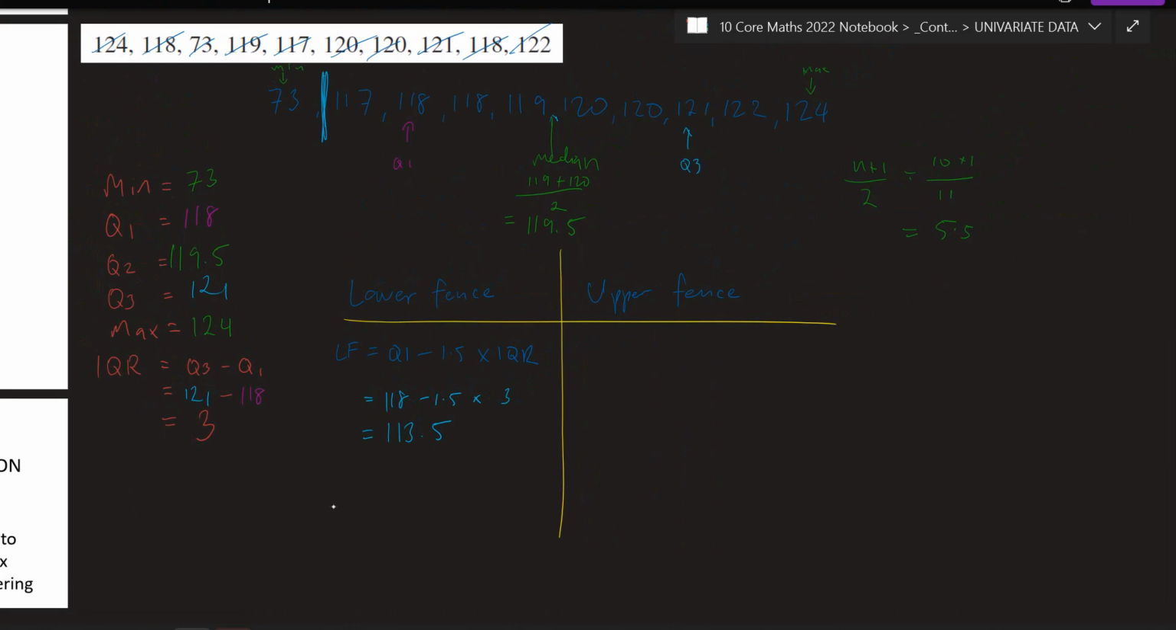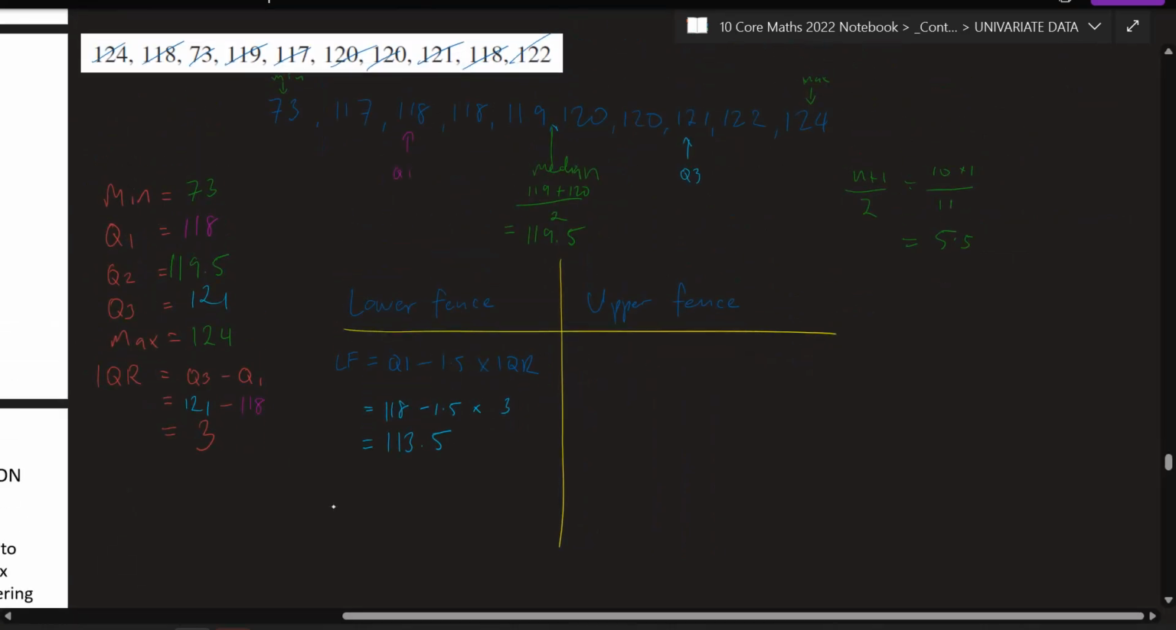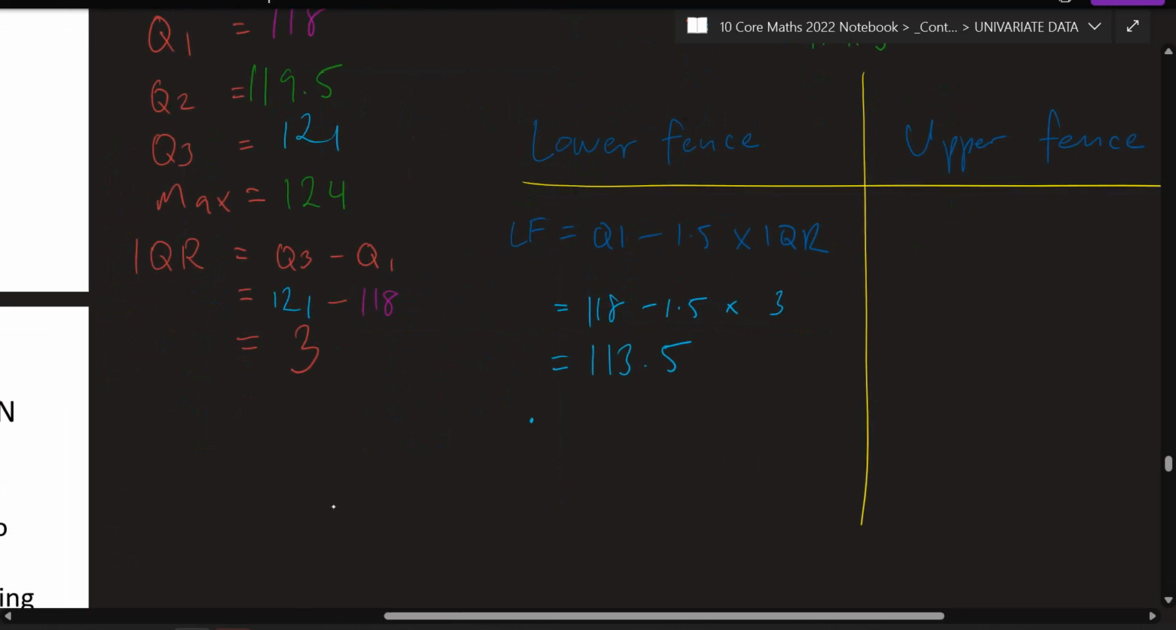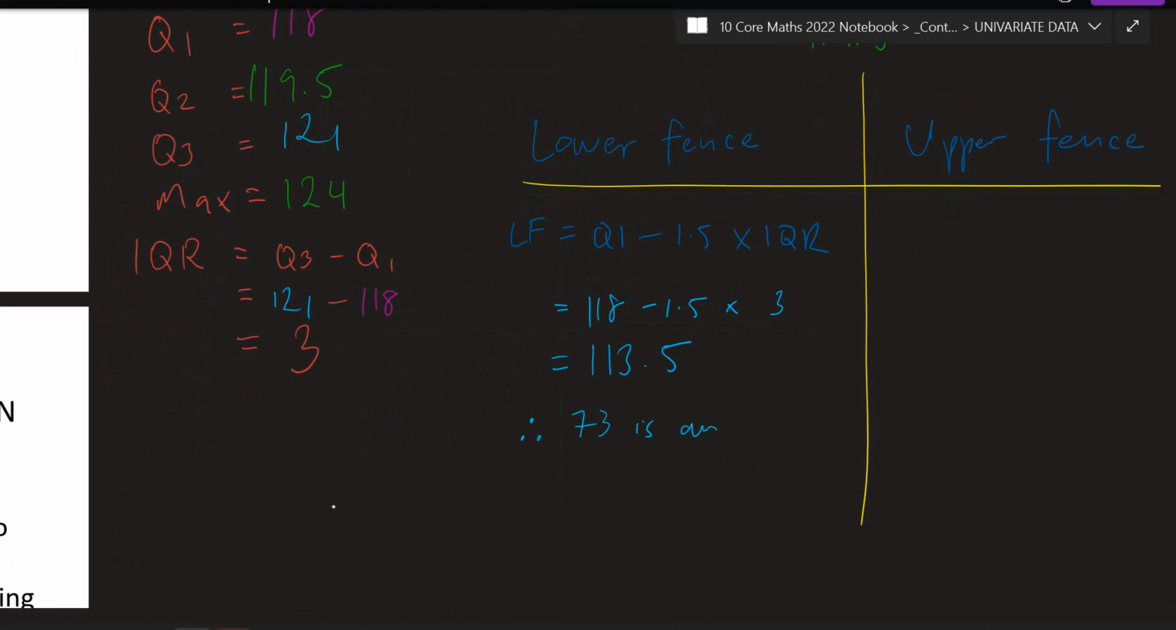What is an outlier here? 73. So you have to literally write, and this is what they want you to do in year 11, the 3 little dots, which means therefore 73 is an outlier. You have to write it. It's weird, but that's what I've seen in exams before, and this literally counts for half a mark. Just writing it, you have to write it.